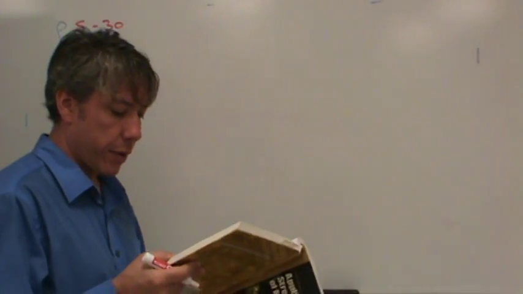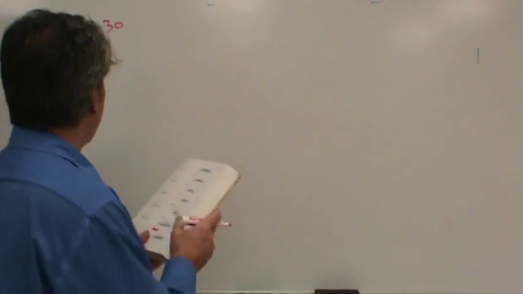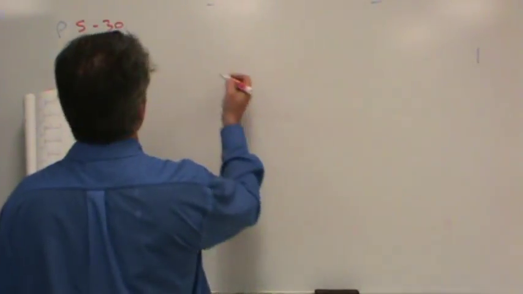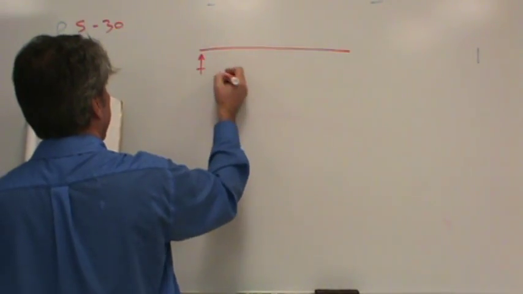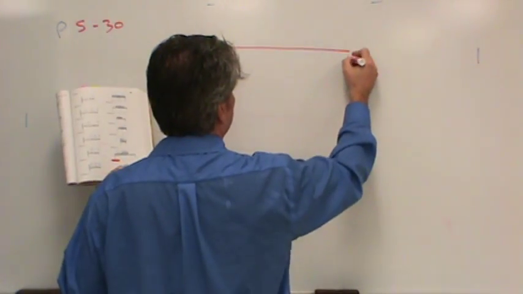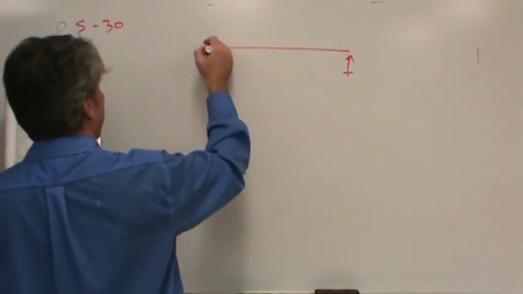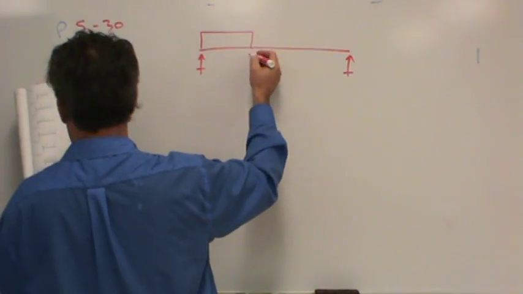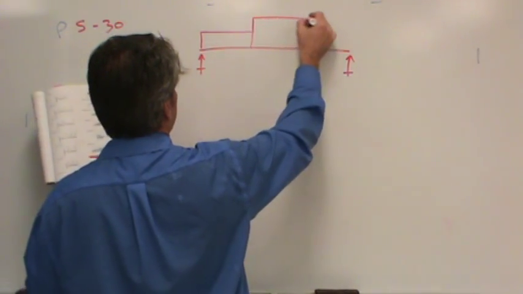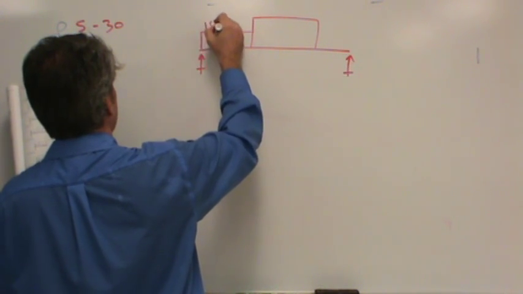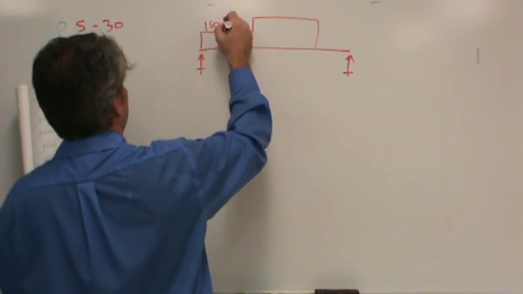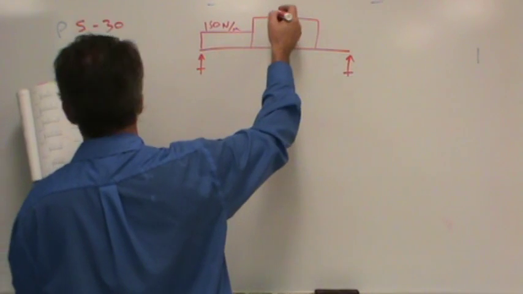This is problem 5-30. It's on page 303, or at least the figure is. Let me sketch it. So here's the beam. We've got a reaction load at either end and a distributed load along the length of the beam that looks something like this. Now the distributed load is constant at 150 newtons per meter, at least the first one is.